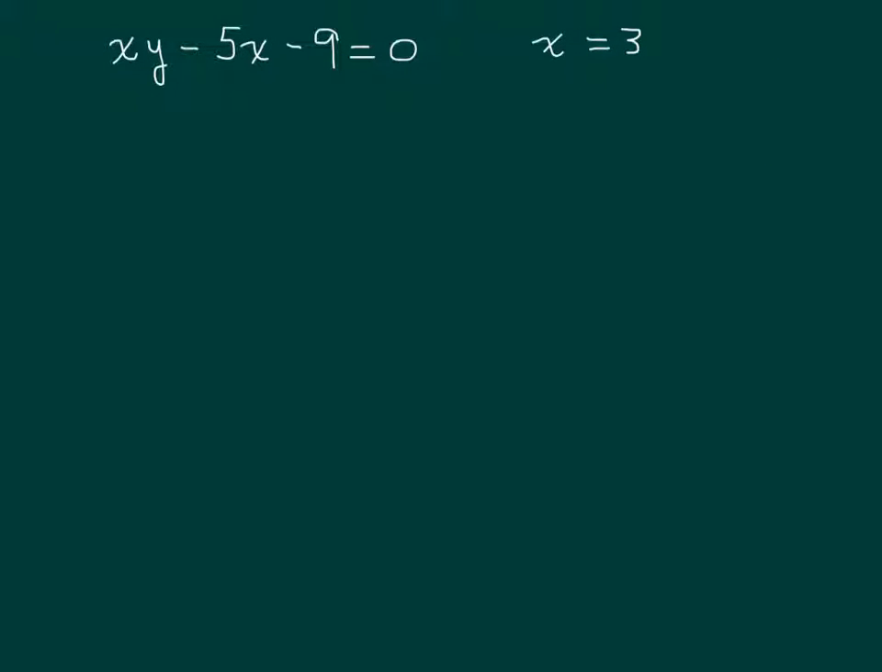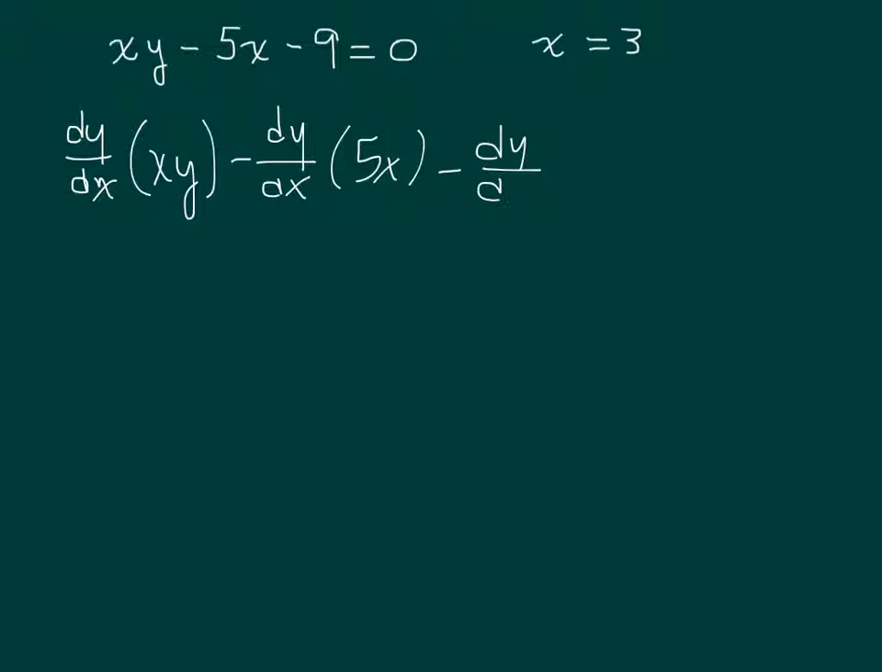All right, we want to find the equation of the tangent line to the graph for this equation at x equals 3. So this is certainly implicit differentiation. I'm taking d/dx of each term: d/dx of xy, minus d/dx of 5x, minus d/dx of 9 equals d/dx of 0. This is implicit, meaning that when I don't differentiate with respect to x, I have to use the chain rule part where I write the dy/dx after it.